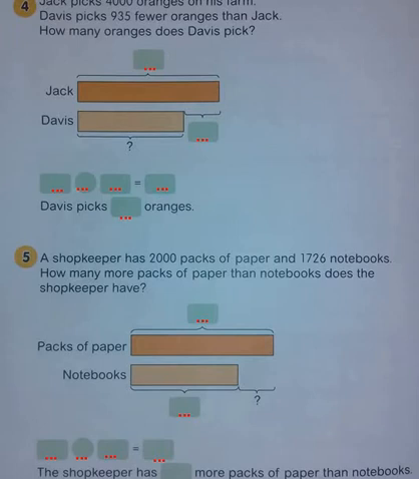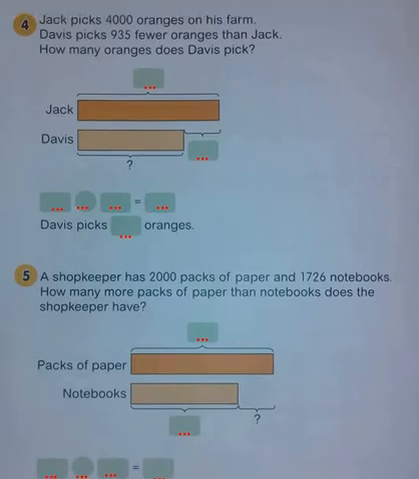So we have a question here. Number 4, Jack picks 4,000 oranges on his farm. Davis picks 935 fewer oranges than Jack. How many oranges does Davis pick? Okay, look at the question. There are two clues over here. The first one, we have the number of oranges which belongs to Jack. So Jack picks 4,000 oranges on his farm. So the number that we should put over here, well, actually it's 4,000.